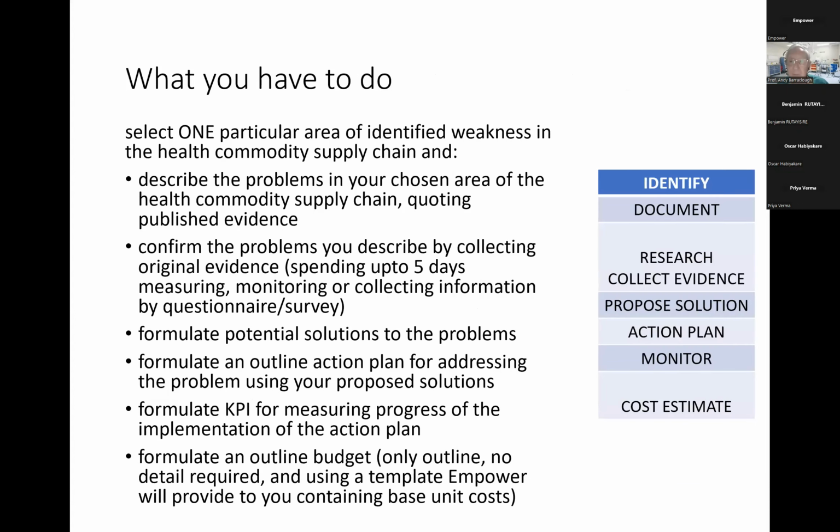What you have to do: select one area of weakness in the health supply chain. Describe the problem, quoting published evidence. And we want to see at least 2 publications. Not, I know it's a problem. That's not going to get you a pass. What is the problem? At least 2 reports citing that this is a problem. And often there's many reports available.